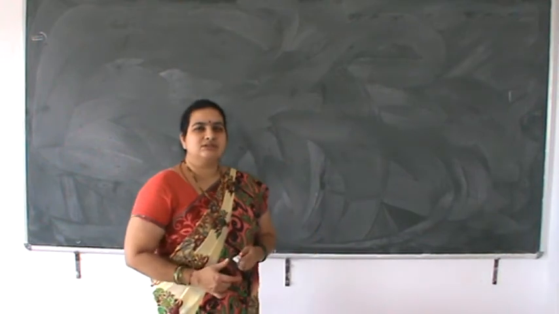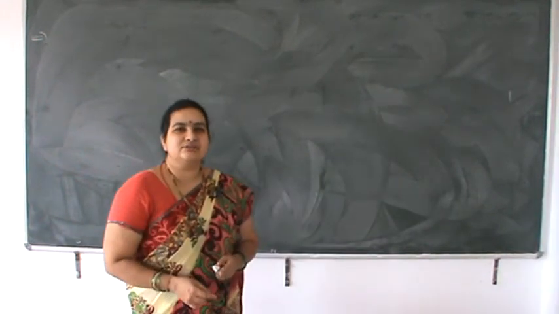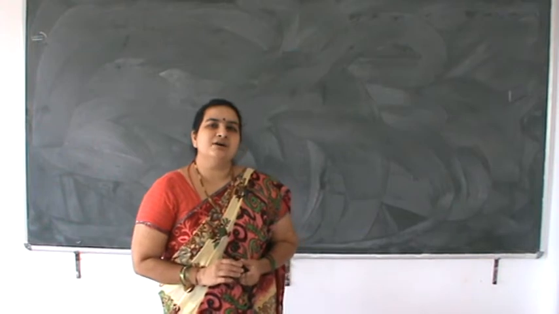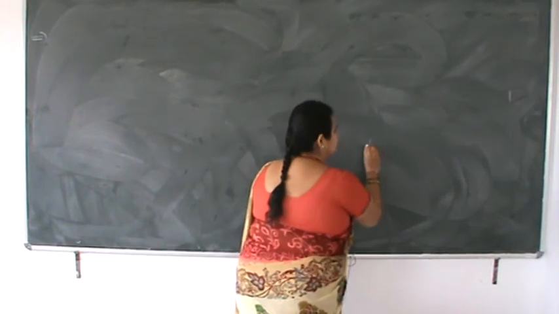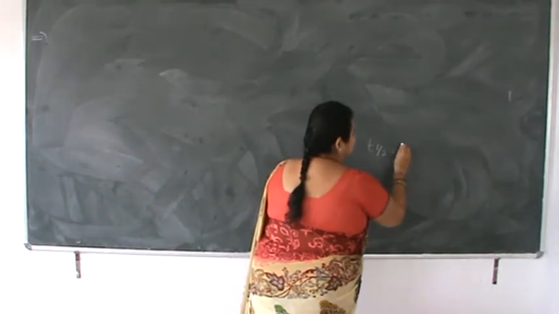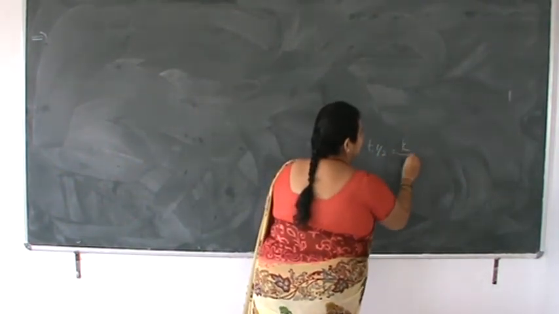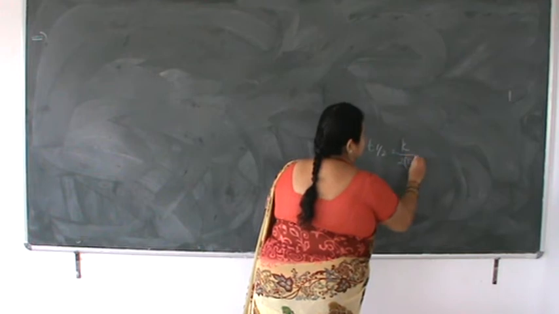Good morning, students. In the last video, we discussed the t half of a first order reaction and a zero order reaction. T half of a zero order reaction is given by the initial concentration divided by 2K.